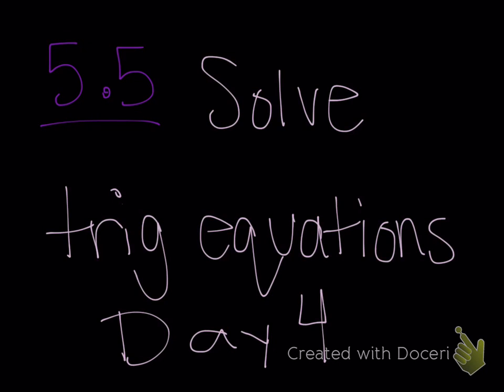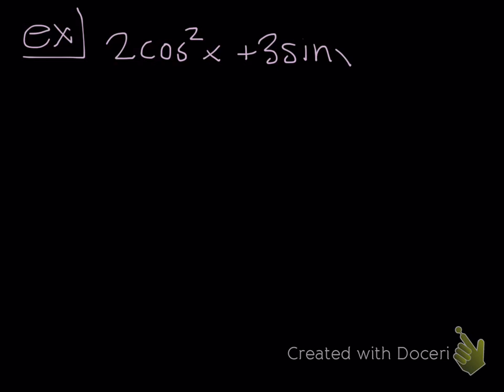Today we're doing section 5.5, day 4, and we are going to be using some identities in order to solve the equations for today. So for our first example, we have 2 cosine squared of x plus 3 sine of x, and this is equal to 0, and they want the solutions within the interval of 0 to 2 pi. So remember, after all is said and done and we set up our equations, we need to get our answers that fall between 0 and 2 pi.